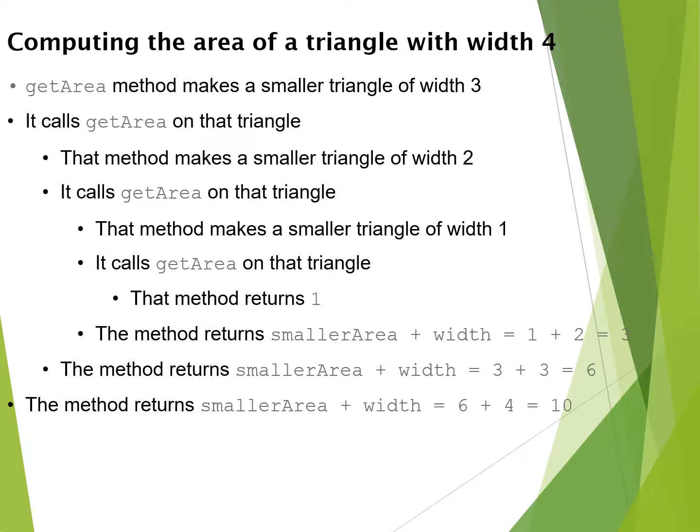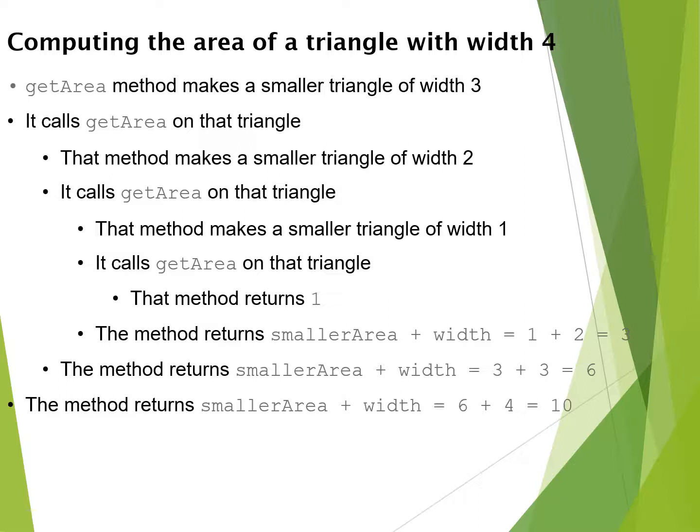So let's see how the method that we implemented is executed when you want to calculate the area of a triangle with width 4. In the first step, it creates a smaller triangle with width 4 minus 1, which is 3, and it calls the getArea method to find out the area of the smaller triangle with width 3. Then inside that getArea method for triangle of size 3, it calls the method again for a triangle with width 2. In fact, that method first creates a smaller triangle with width 2, and then it calls the getArea on that triangle.